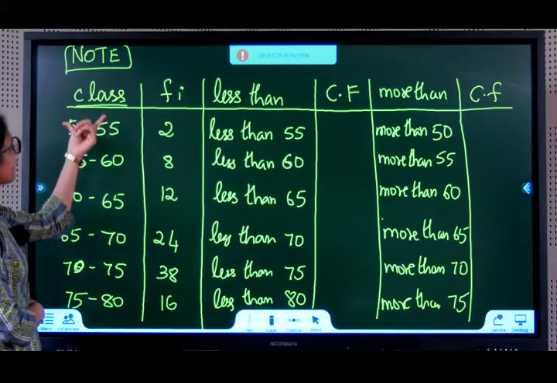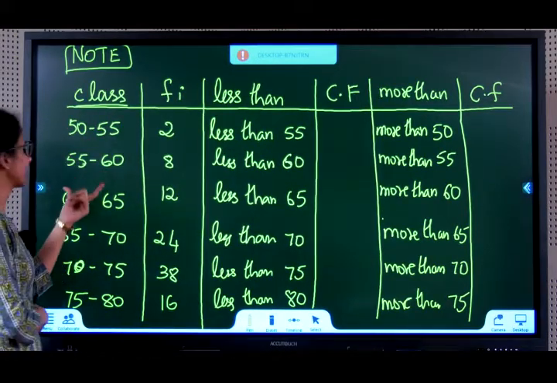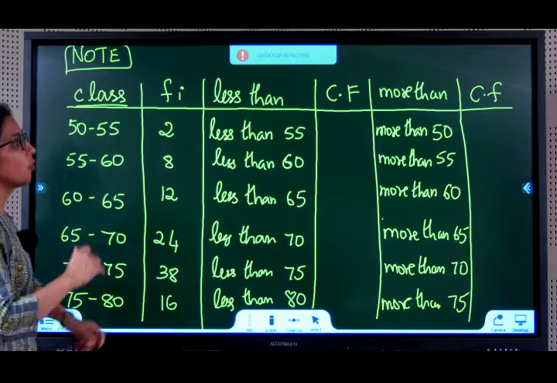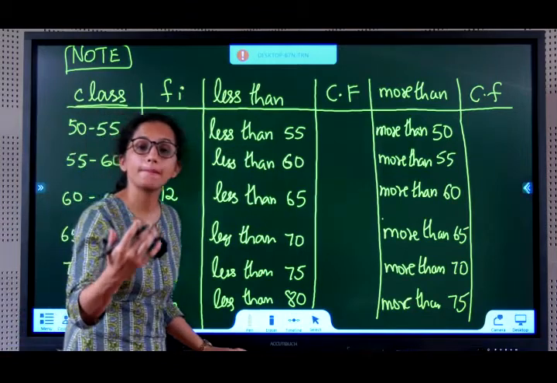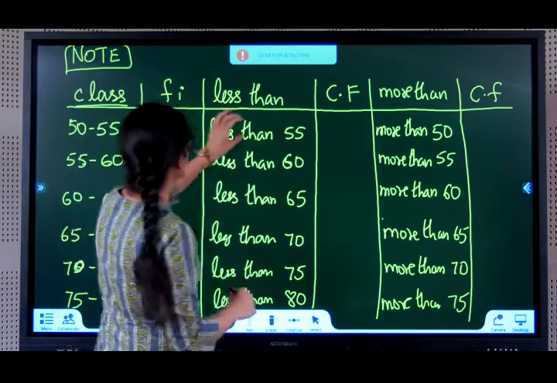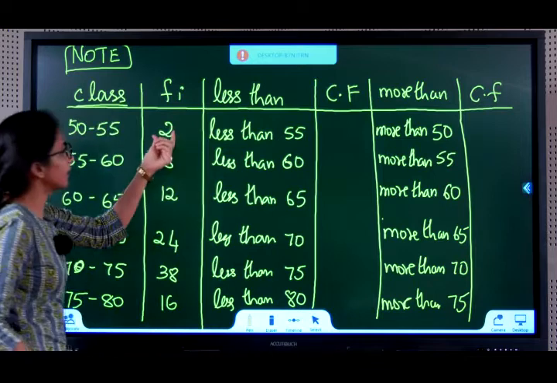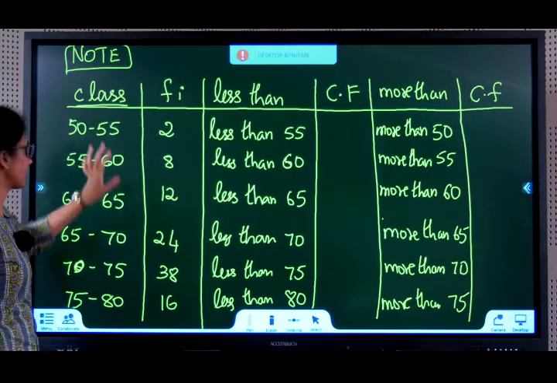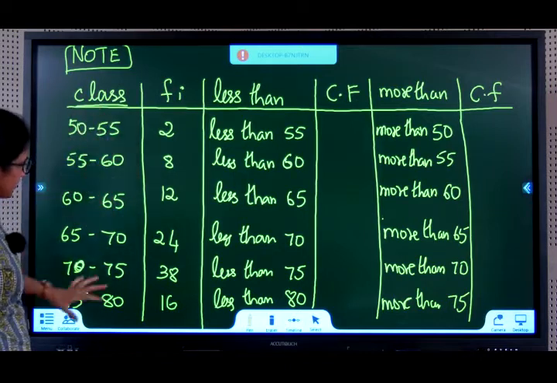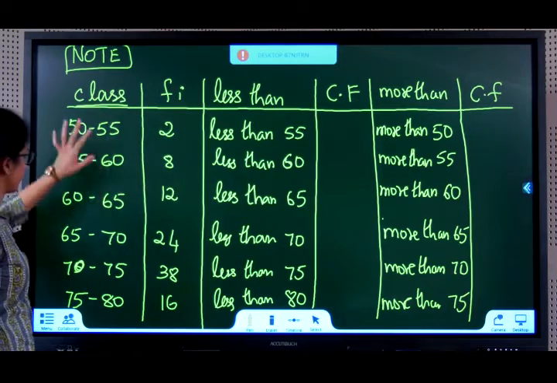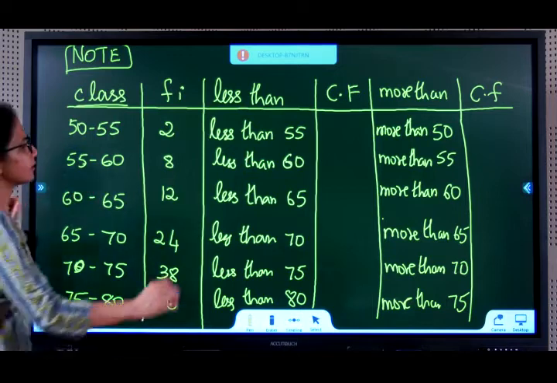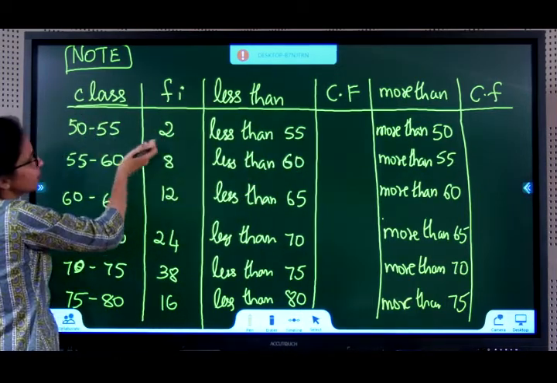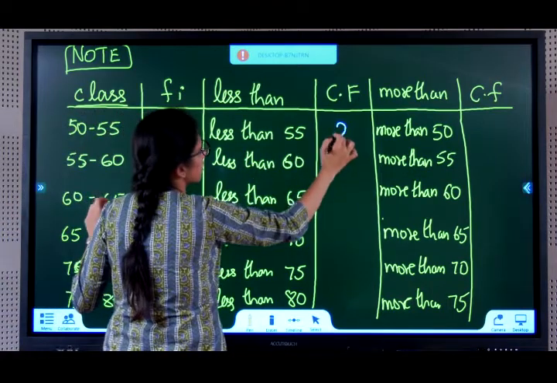Okay, so now if class is 50 to 55, 55 to 60, and 60 to 65 and so on, and frequencies are given, what does cumulative frequency mean? Less than 55, how many people are there? Let's say for example, these are the marks scored by students out of 80. Everyone's got about 50 and between 50 and 80. So we want to see how many students have scored less than 55. Less than 55, there are only 2 students. So 2 students. Do you agree?